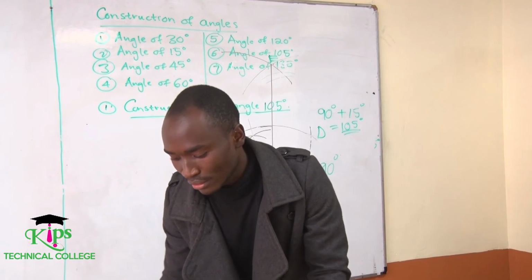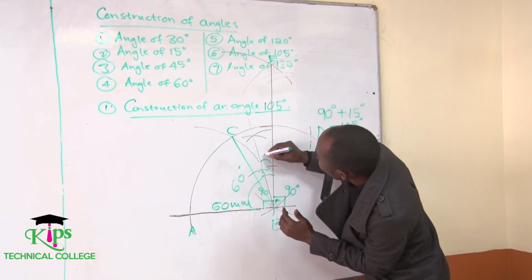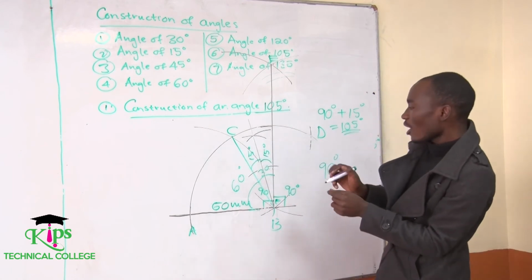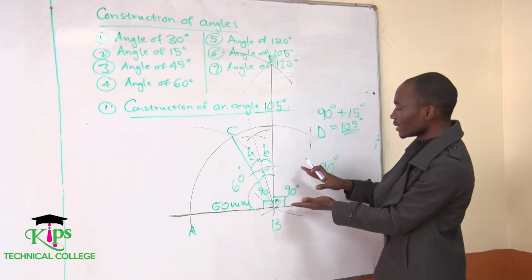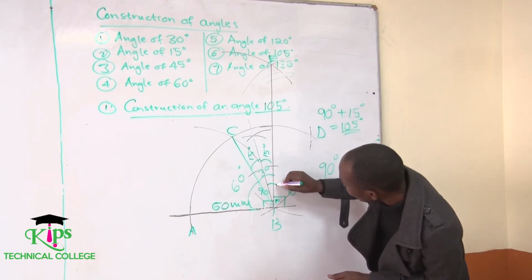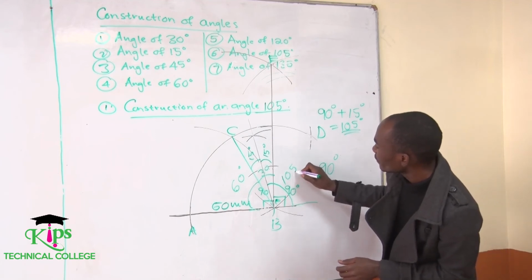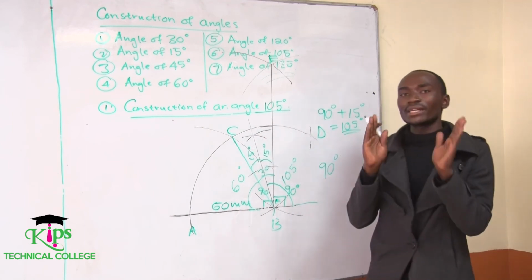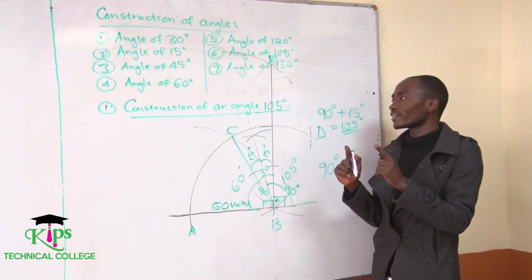Now you have subdivided the 30 degrees. So this is 15 degrees. This is 15 degrees. So we are interested with the 105 degrees. So for instance, already you have your 90 degrees. What you need to add is the 15 degrees. So now from this point all the way up to here, this is your 105 degrees. This 90 now plus this 15 to get 105 degrees. So that is how you get to construct an angle of 105 degrees.